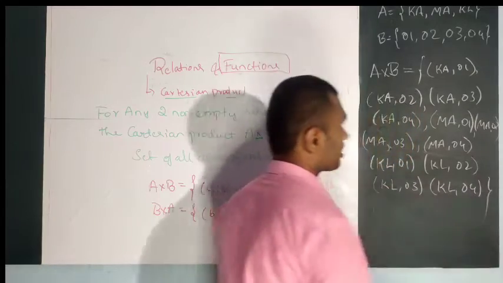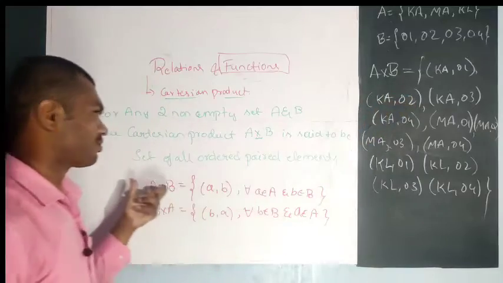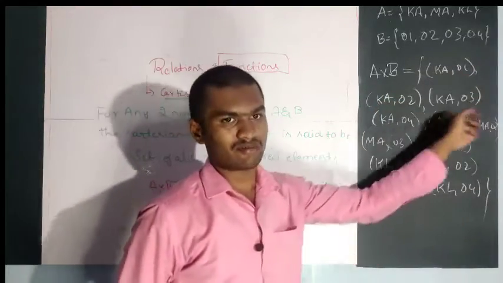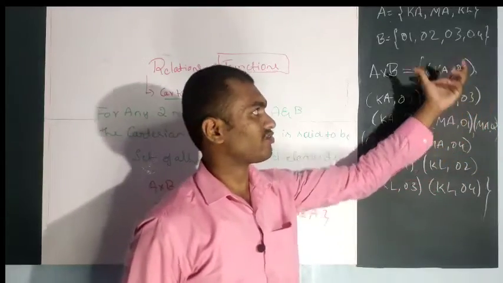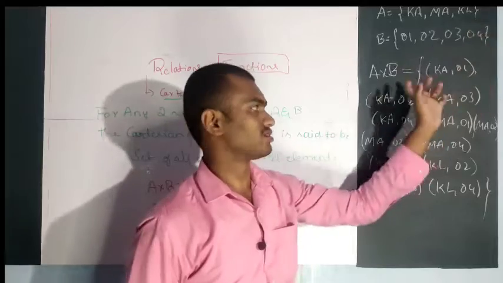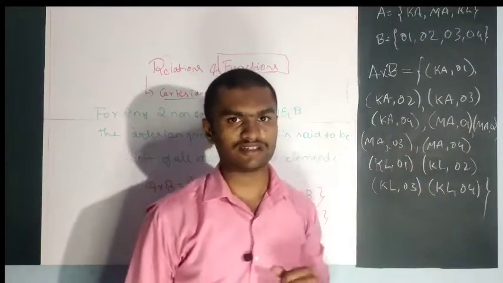So these are the ordered pairs. A cross B is the Cartesian product, that is a collection of the number of states with different codes of vehicle registrations, which are given as the different sets, right? So A cross B means the collection of all the ordered pairs of set A and set B.